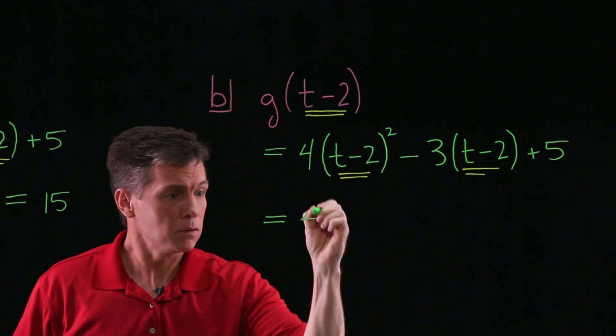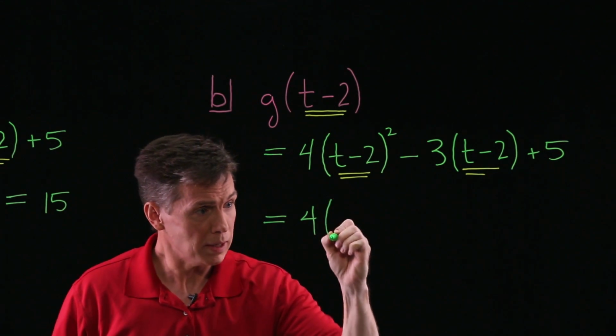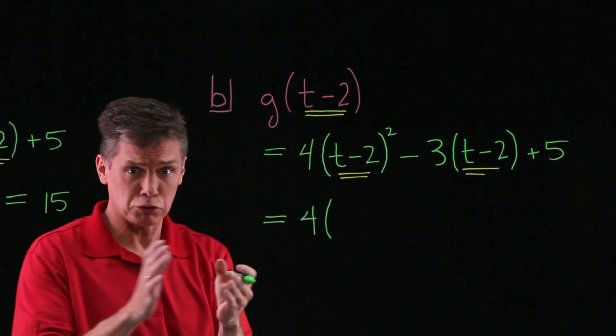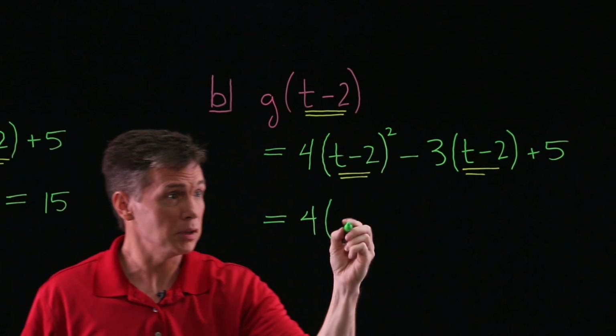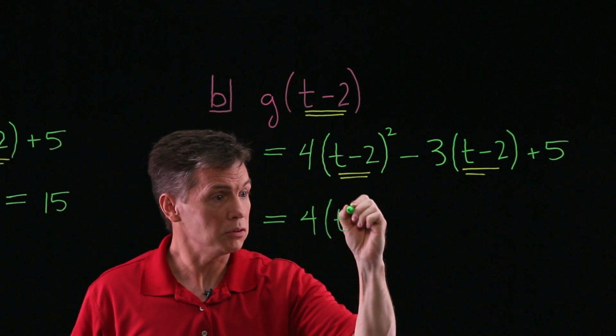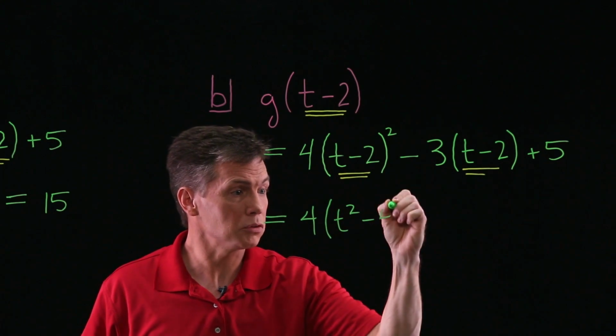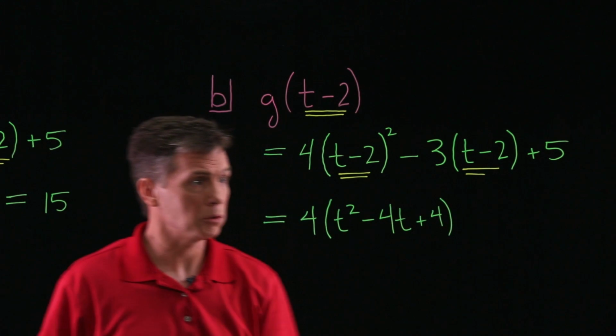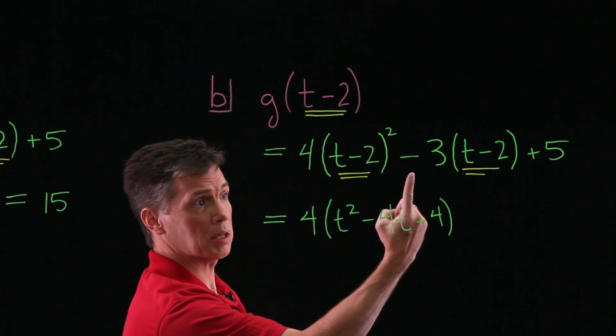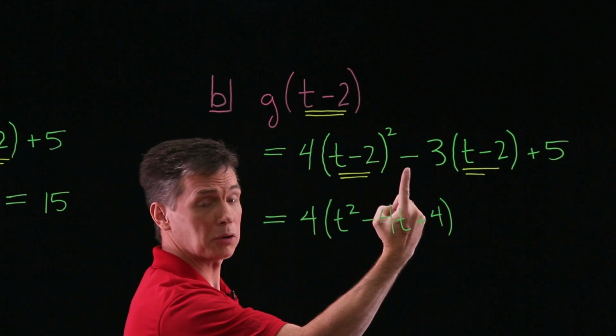So 4 times, and what I'll do right now is FOIL. I'll take this binomial and multiply it by itself. What I should get is t squared minus 4t plus 4, close parentheses. Now I'll continue on outside of that binomial squared.